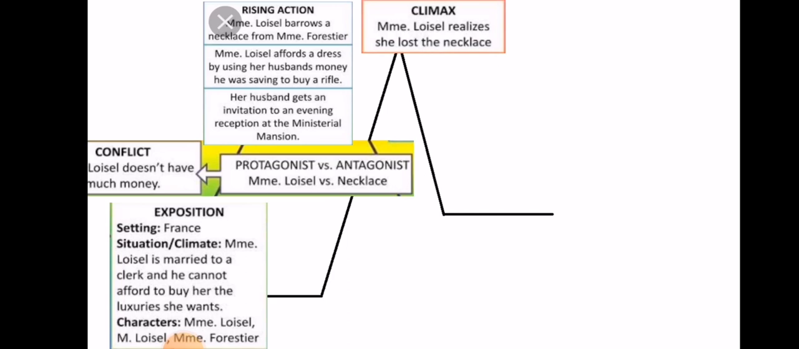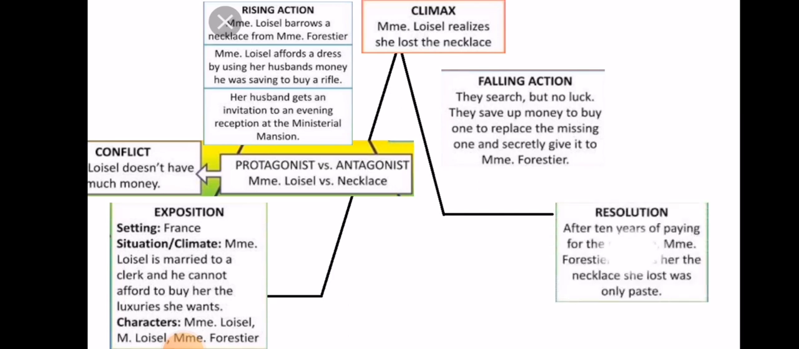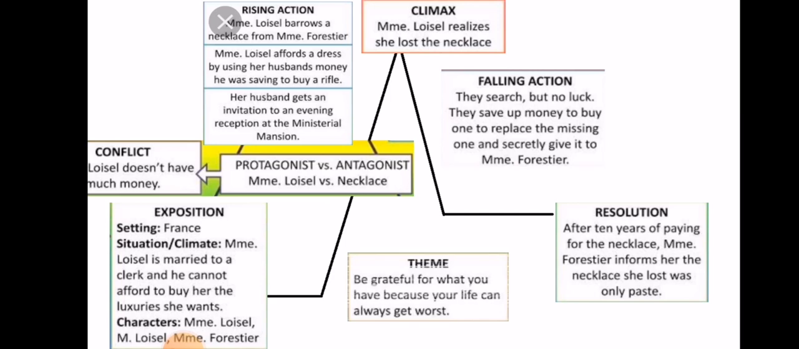Now, the climax is that Madame Loisel realizes that she has lost the necklace. They search, but no luck. They save up money to buy one to replace the missing one secretly and give it to Madame Forestier. And after 10 years of paying for the necklace, Madame Forestier informs her that the necklace that was lost was fake and was not real to begin with. Now, the theme is that you should be grateful for what you have because your life can always get worse.